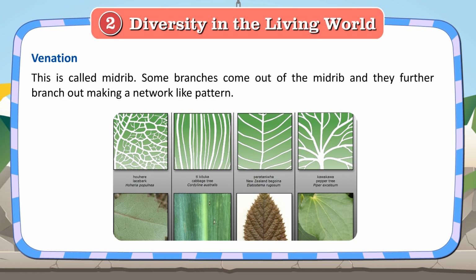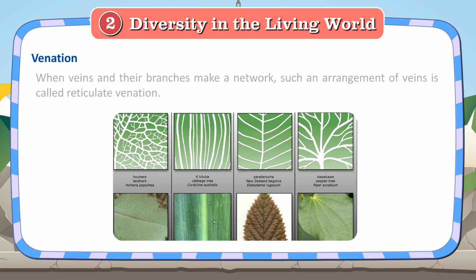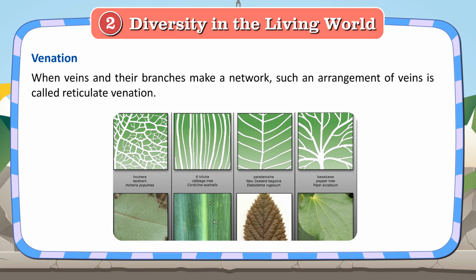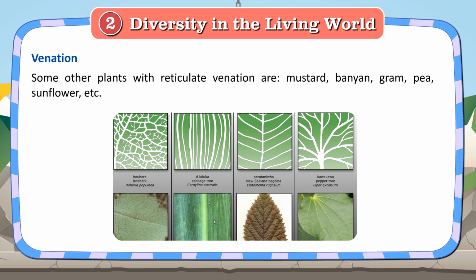Some branches come out of the midrib and they further branch out, making a network-like pattern. When veins and their branches make a network, such an arrangement of veins is called reticulate venation. Some other plants with reticulate venation are mustard, banyan, gram, pea, sunflower, etc.